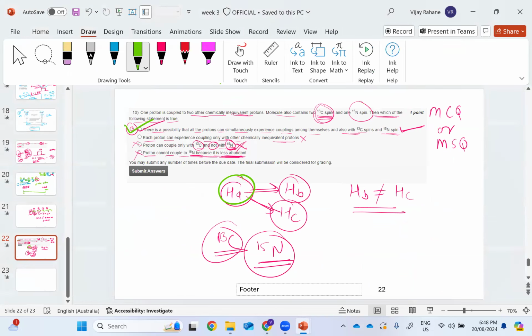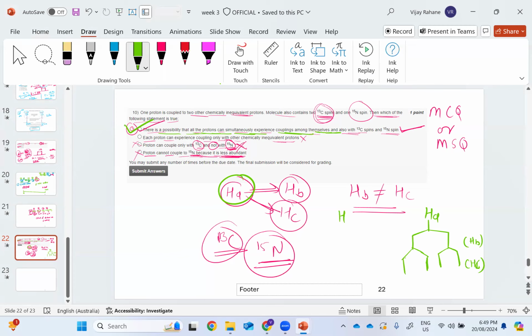So here, as mentioned, there are possibilities that all protons can simultaneously experience coupling among themselves. This Ha proton shows splitting due to the Hb proton, and it can also show splitting due to, let's take the coupling constant as different, the Hc.